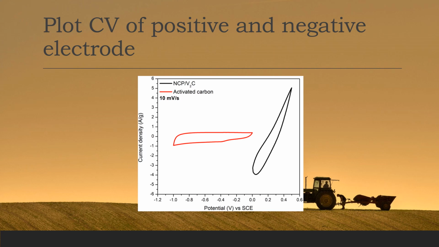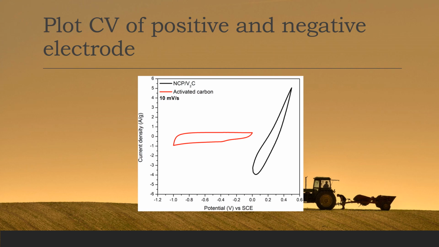The first analysis is that you need to plot cyclic voltammetry of the positive and negative electrodes. From this graph, you can compare the potential window of both the positive and the negative electrode. This is important. You can also include it in your journal as a supporting document, or you can include it in the real document, meaning in your manuscript.